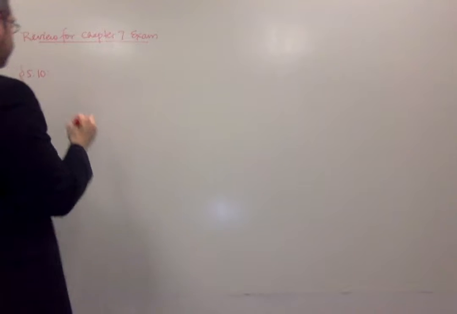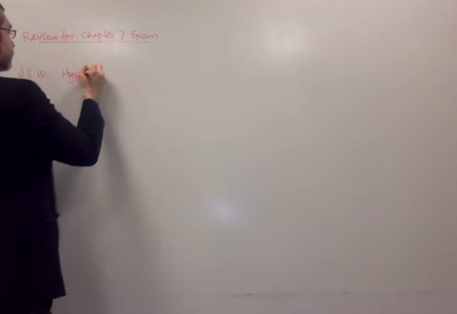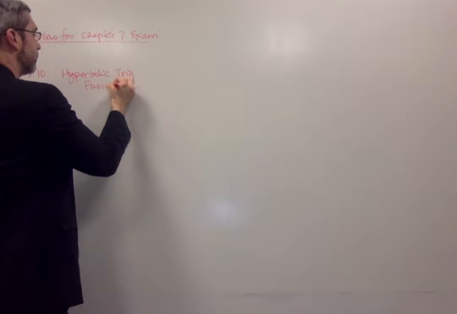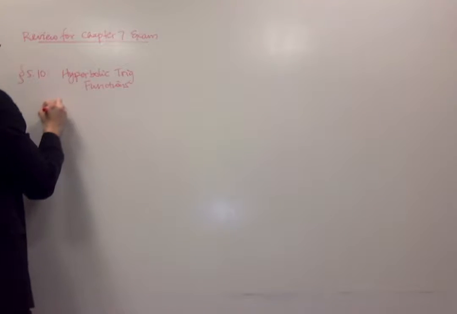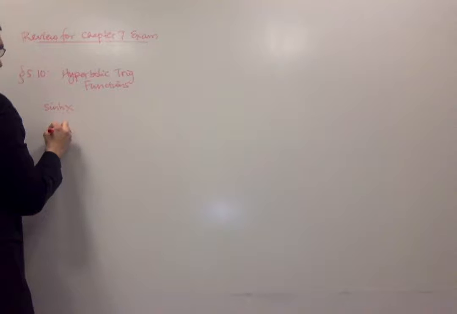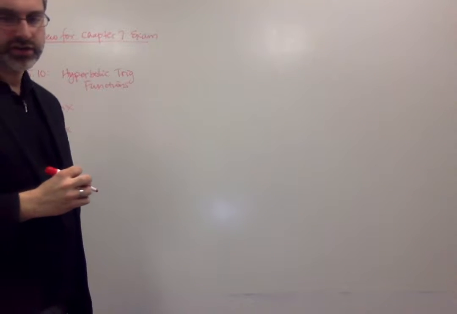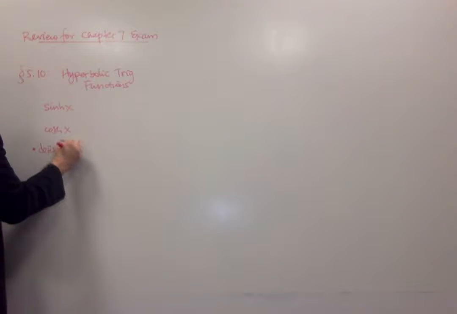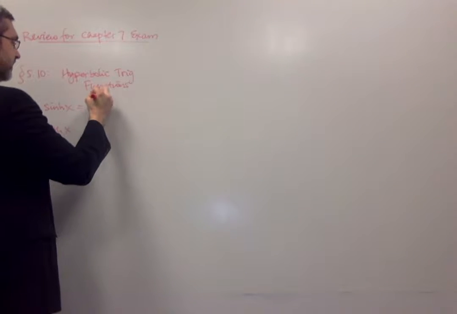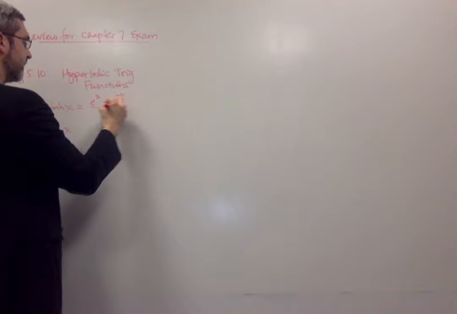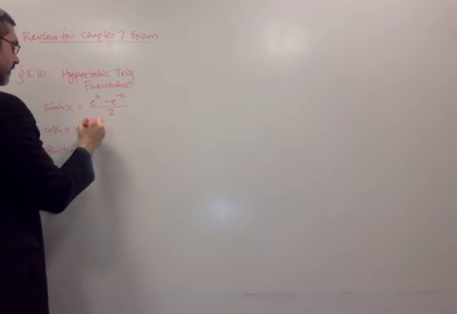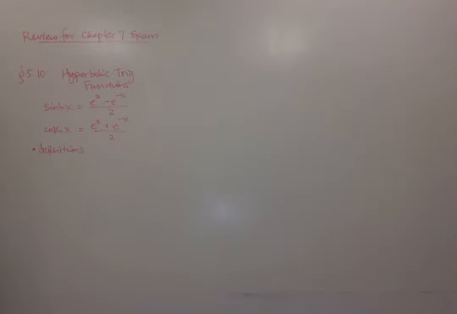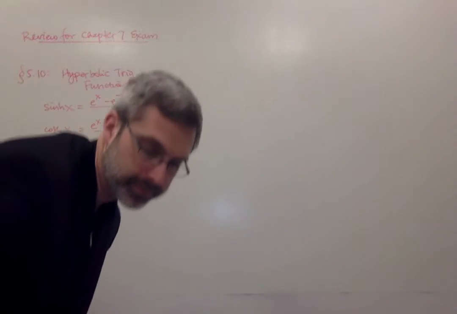So this is on hyperbolic trig functions. This is sinh x and cosh x. And you should remember, for these functions, you should remember their definitions. Okay, so sinh, I'll go ahead and write it again, is e to the x minus e to the negative x over 2. Cosh is e to the x plus e to the minus x over 2. So you should remember those definitions. I can ask you for those.